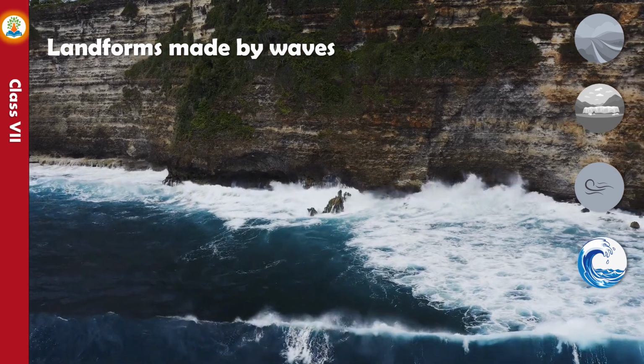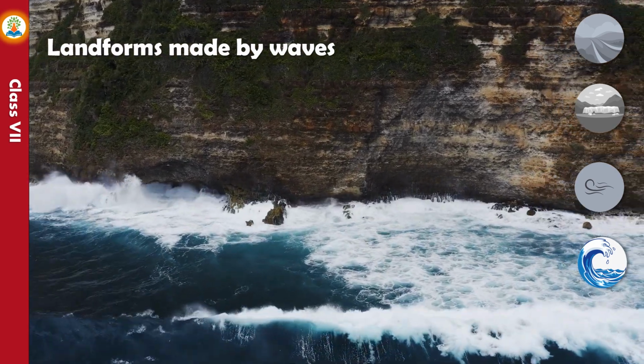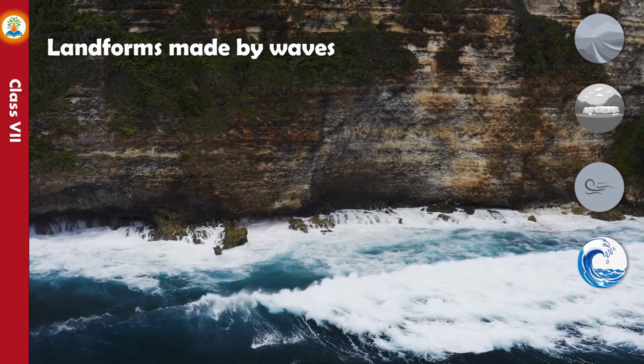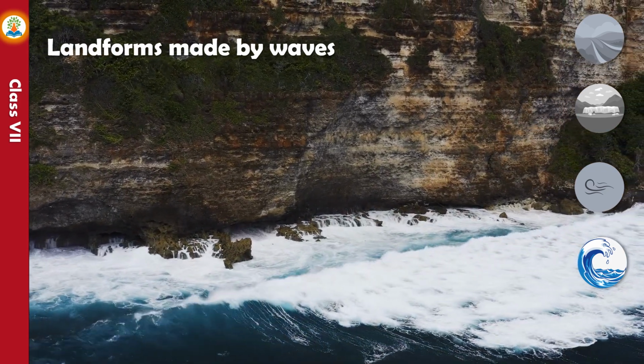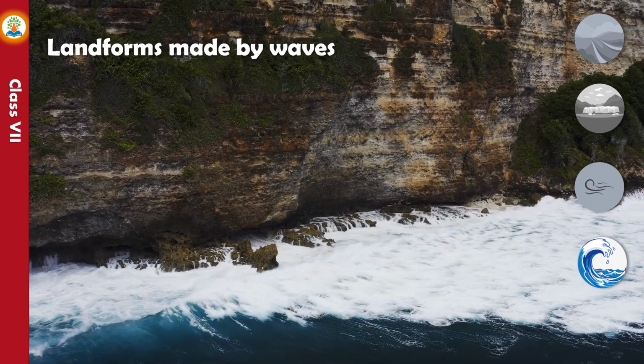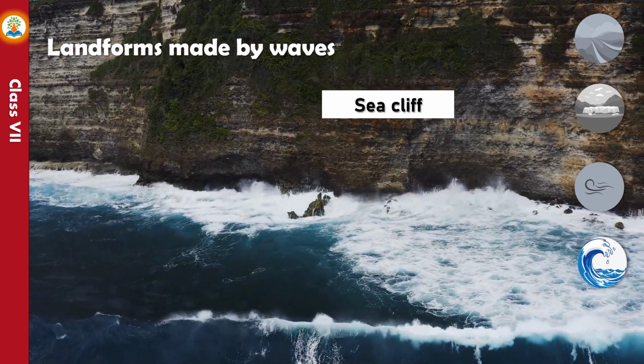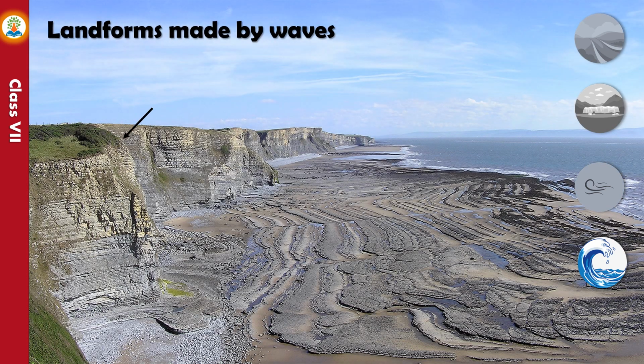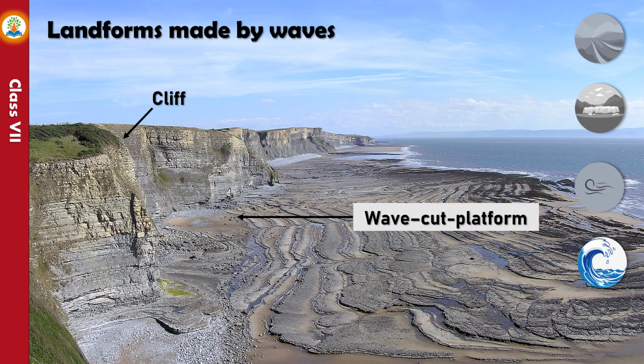Sea waves are the most important agents of erosion that modify coastal landforms. In places where the coast is rocky, with a steep slope, an almost vertical wall of rock is formed by the erosive action of sea waves. This is called a sea cliff. Gradually, the cliff is worn away and recedes inland, leaving behind a flat surface called a wave-cut platform.